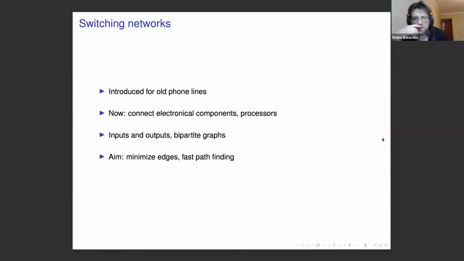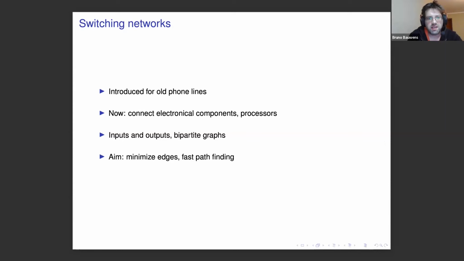Okay, but here we are choosing the graph. What we have now is that inputs and outputs are different in current applications, and we deal with bipartite graphs as in the paper here. And there are two aims. We want to minimize the number of edges. The number of edges is proportional to the price. Also the number of nodes plays a role, but let's simplify things and just minimize edges like is done in most papers. And we want a fast path finding algorithm. That means if a request of an input-output pair appears, can we build the path very fast?